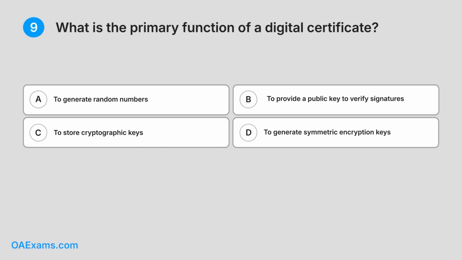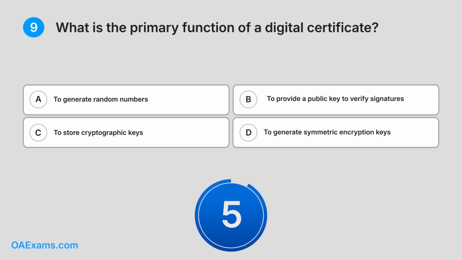9. What is the primary function of a digital certificate? A. To generate random numbers. B. To provide a public key to verify signatures. C. To store cryptographic keys. D. To generate symmetric encryption keys. Can you guess the answer?